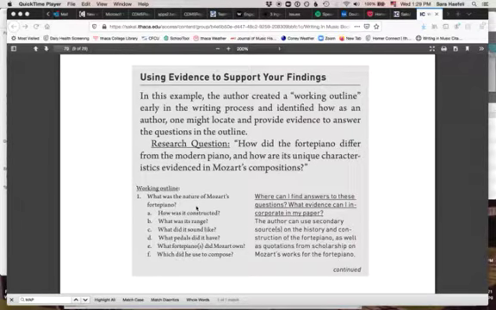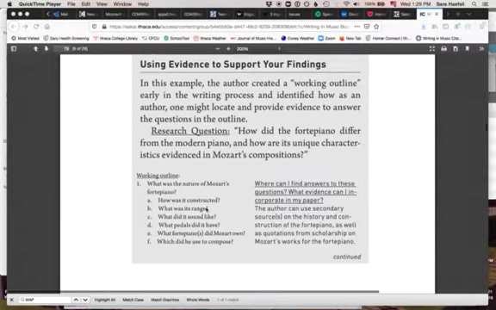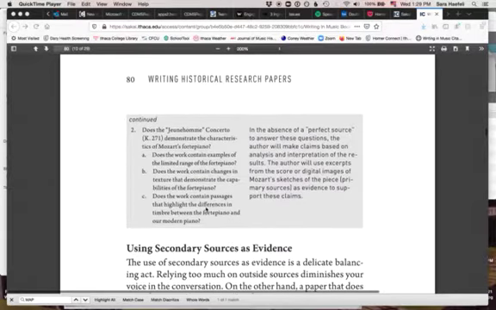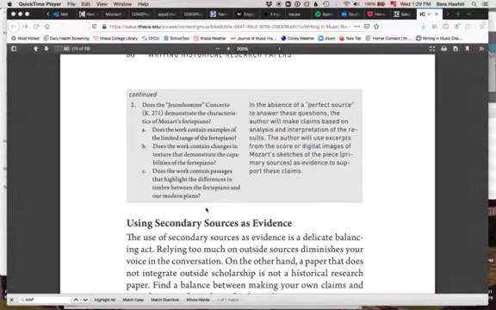So you'll notice that when the student is talking about the nature of Mozart's forte piano, or the instrument that he played and composed for, the student is primarily going to be using secondary sources. But when asking about how that actually shows up in a specific piece of music, the student is going to be drawing primarily on primary sources: scores, sketches, maybe even letters, notes from the composer.